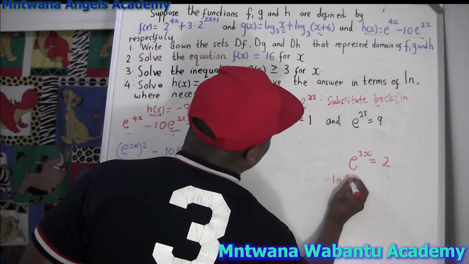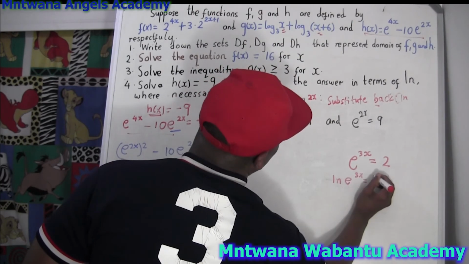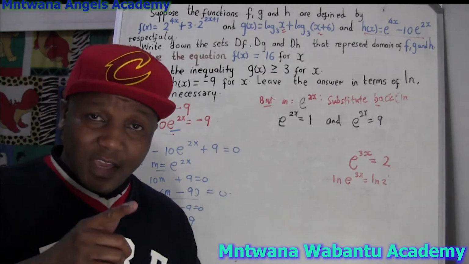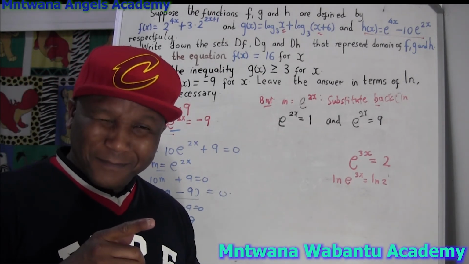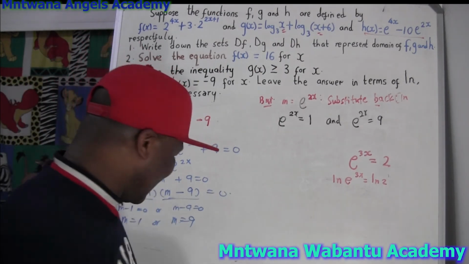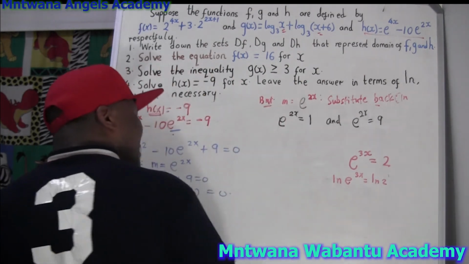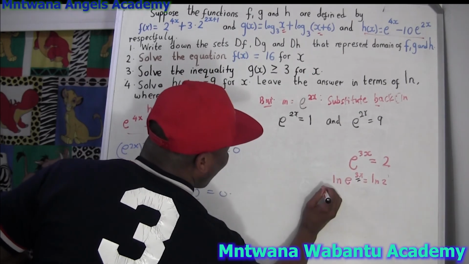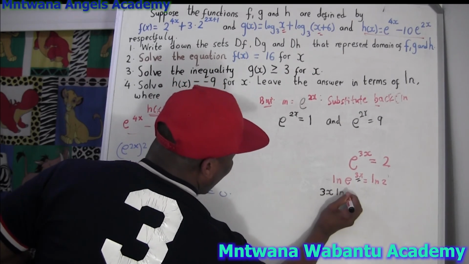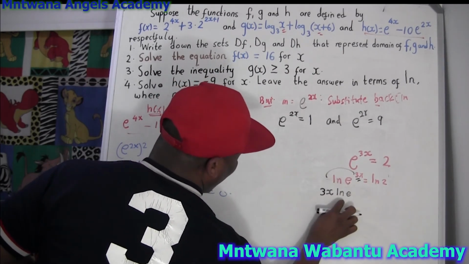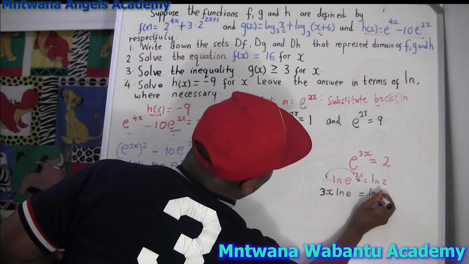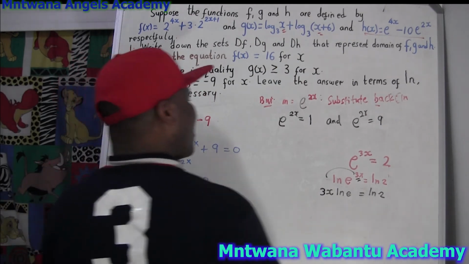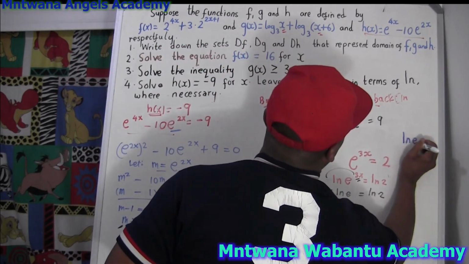So I'm going to say ln of e to the 3x on the left and ln of 2 on the right. If you have an e, the 3x is going to come to the front, so it's going to be 3x times ln of e, and this is going to be ln of 2. Note, ln of e is always equal to 1.